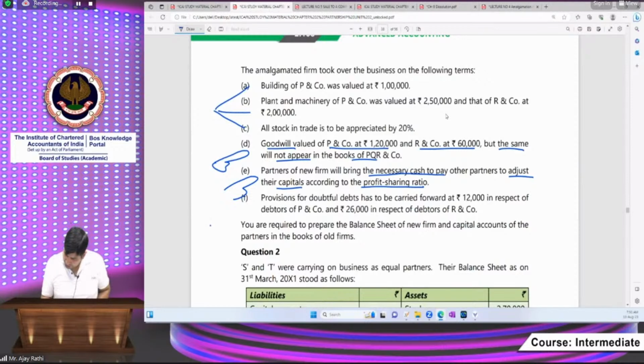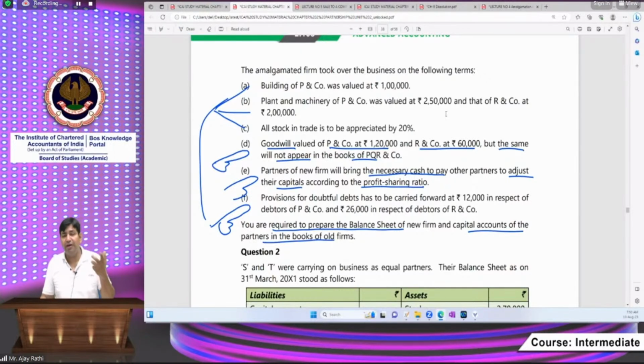Another point is also there. This is also a case of revaluation, this one. So anyways, what they are asking is, you are required to prepare the balance sheet of the new firm and the capital accounts of the partners in the books of the old firm also. All the things they are asking: the balance sheet in the new books, okay, beta, and the capital accounts of all the firms. How can you close the capital account without preparing the revaluation account? Those are also being asked.